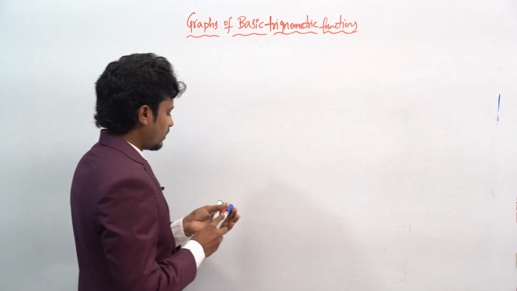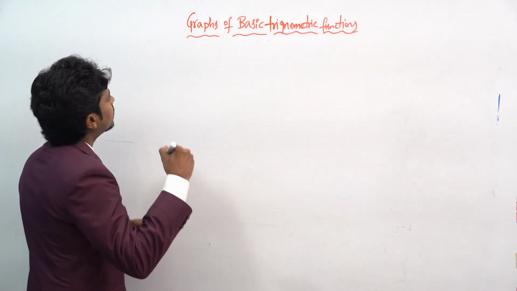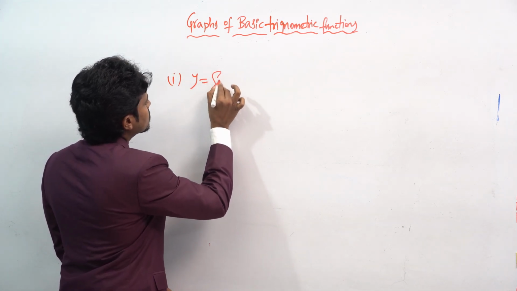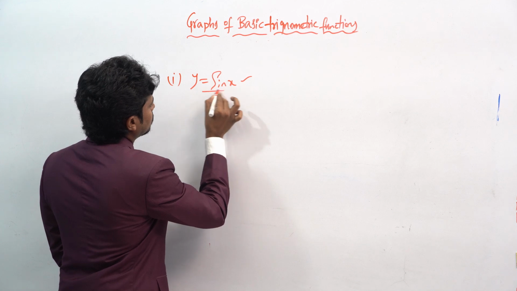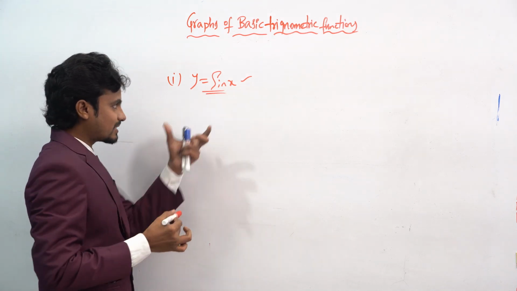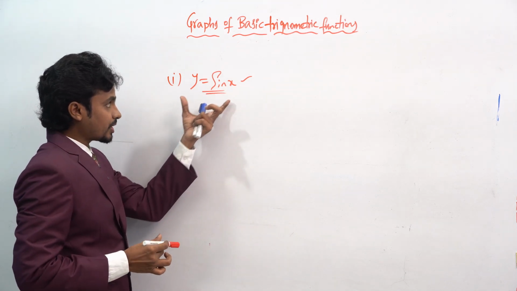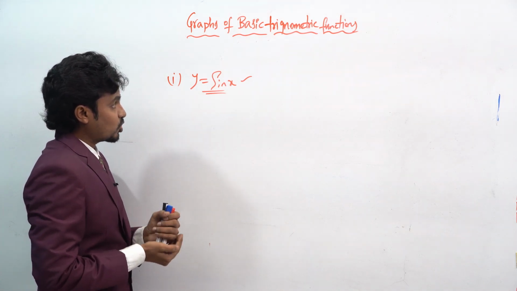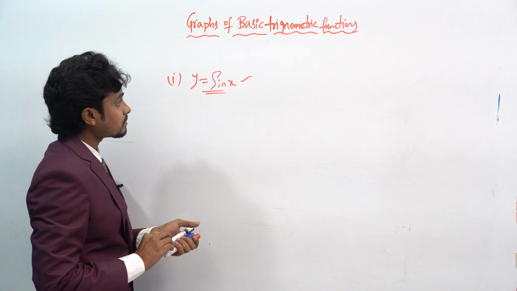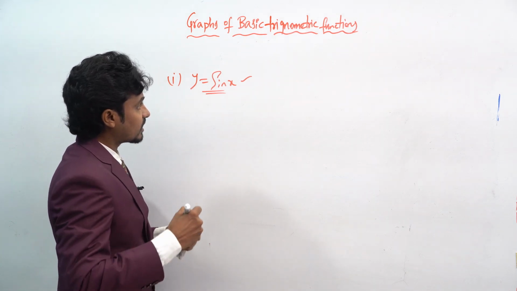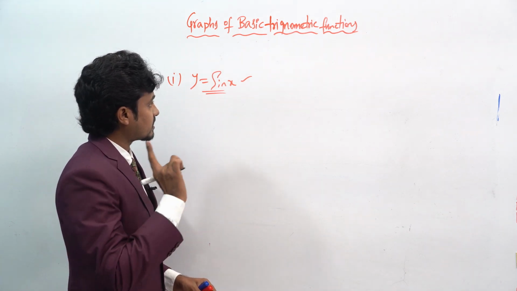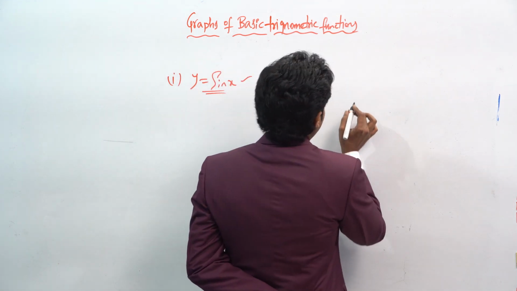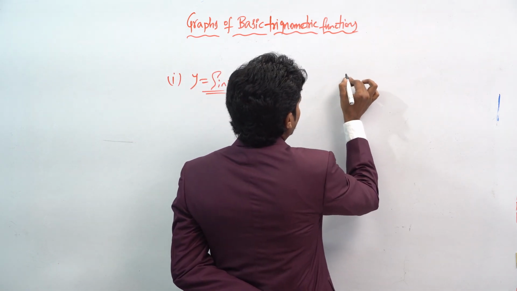For example, if you want to find what will be the graph for y is equal to sin x, you already know this will be the basic trigonometric function. How can you draw the plot for y is equal to sin x? Let's see. For that, the first step you have to do is make a table, right?